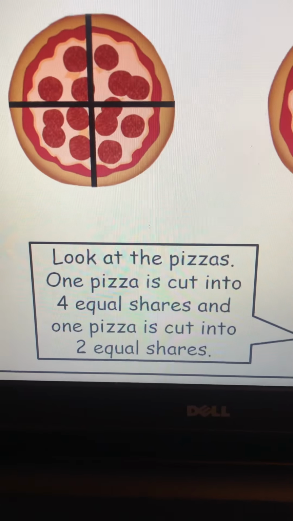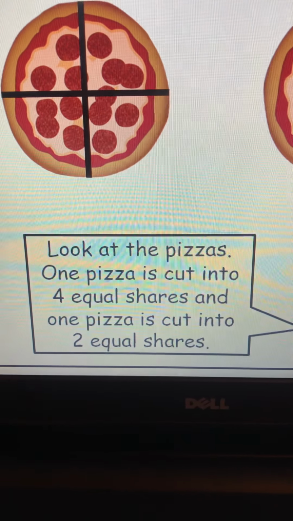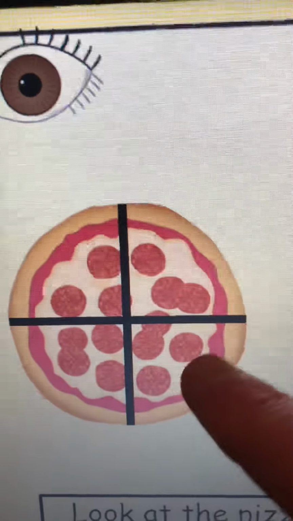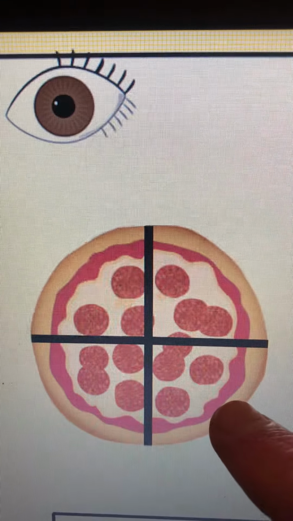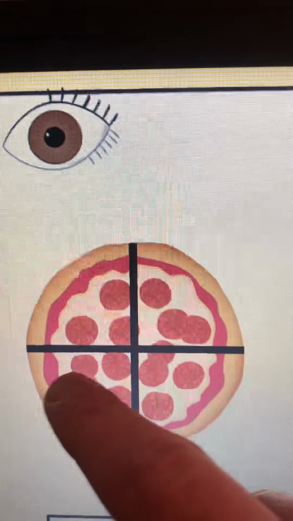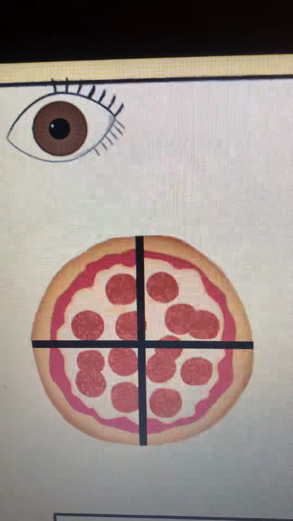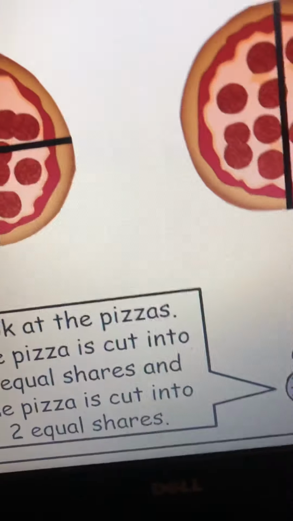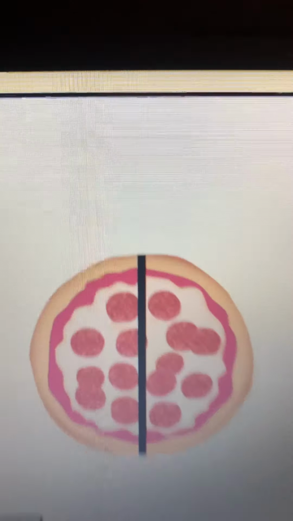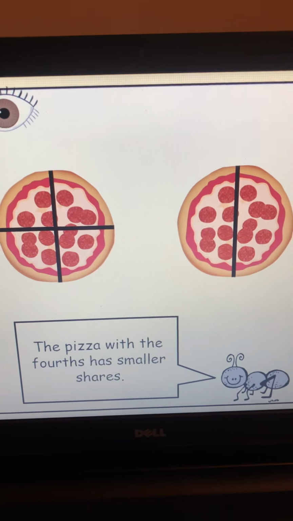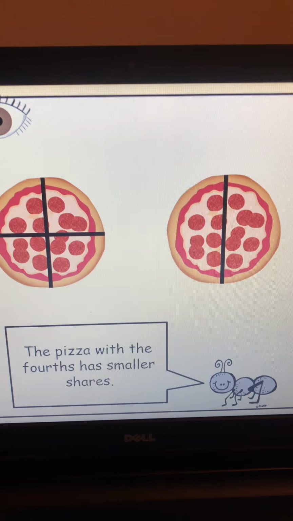Look at the pizzas. One pizza is cut into 4 equal shares. See this pizza cut into 4 equal shares. Remember, equals means same. So 1 share, 2 share, 3 share, 4 share. So it's cut into 4 pieces that are the same size, 4 equal shares. And one pizza is cut into 2 equal shares. 1, 2. The pizza with the fourths has smaller shares.